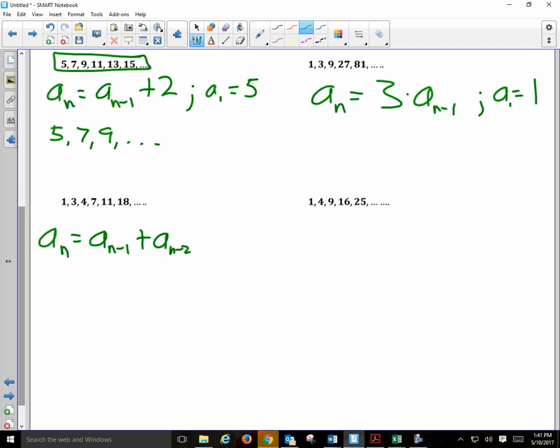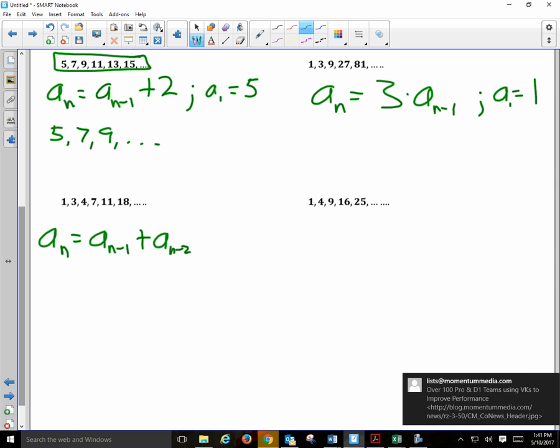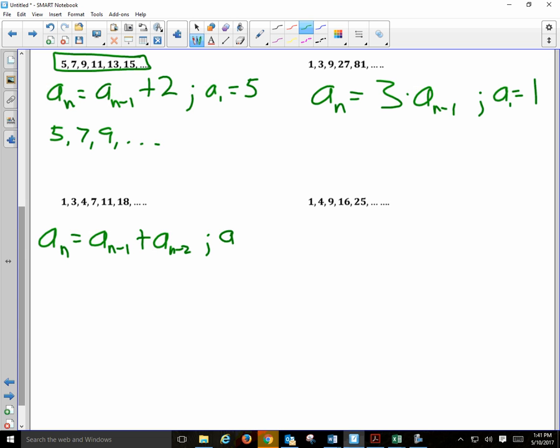Just add the previous two terms, right? 1 plus 3 is 4, 4 plus 3 is 7, 7 plus 4 is 11, so on and so forth. And what we're going to say is that you have to start with a sub 1 is equal to 1 and a sub 2 is equal to 3. So this is different than the Fibonacci sequence. There's another set of numbers called the Lucas numbers. I'd have to look that up, but these might be it.